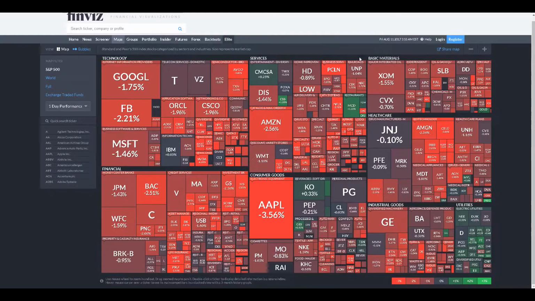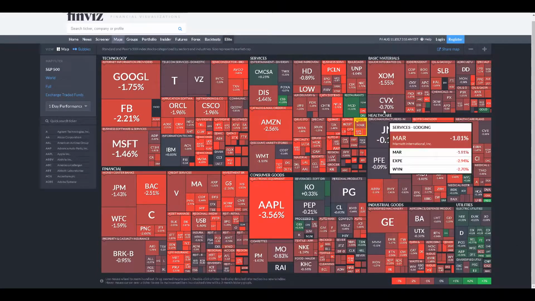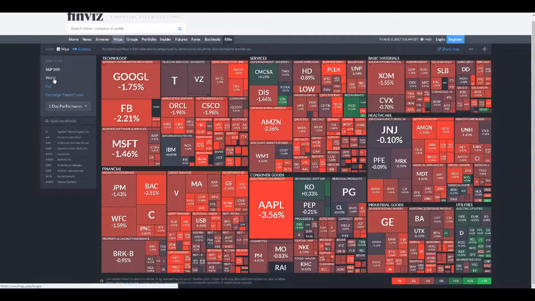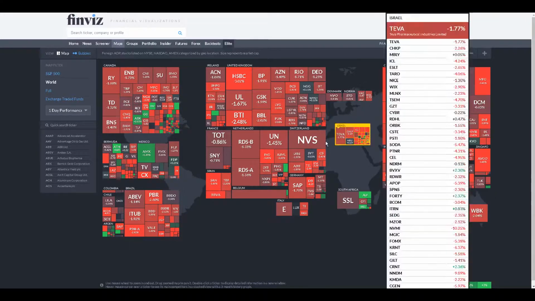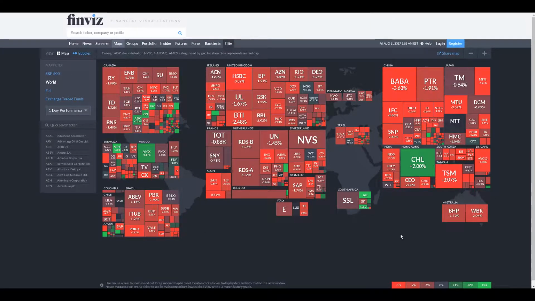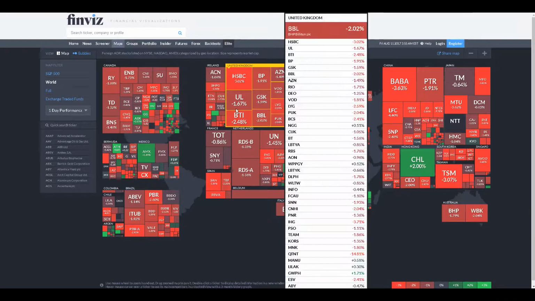So this gives you a very nice visual of the S&P 500. Now on the left hand side, you can click on the world view and you can see Canada, Ireland, United Kingdom, China, and so on. Overall, across the whole world, you can see that it was very negative today. Negative in the markets across the world.